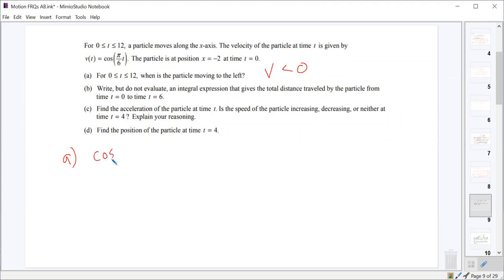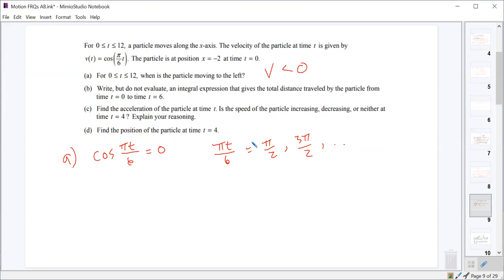So when does cosine of pi t over 6 equal 0? Well, whenever the angle equals what? What angles, when you take their cosine, give you 0? Pi over 2, right? 3 pi over 2, and so on, 5 pi over 2, 7 pi over 2, 9 pi over 2, 11 pi over 2, 13 pi over 2, 15 pi over 2. I know my odd numbers. Look at me go. Okay.